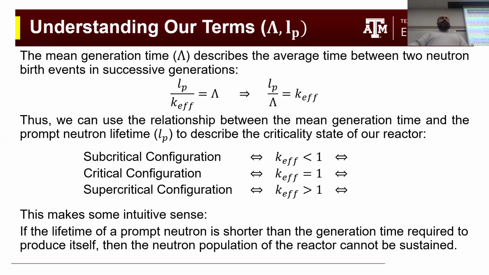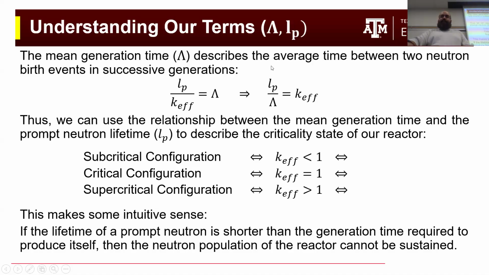So I wanted to help us understand some of the terms that are in those equations a little bit more. We have big lambda, which is the mean generation time, the average time that it takes for one generation of neutrons to go to the next generation. And because of the definition of the mean generation time, you can rewrite this equation in terms of K effective being the prompt neutron lifetime over the mean generation time.